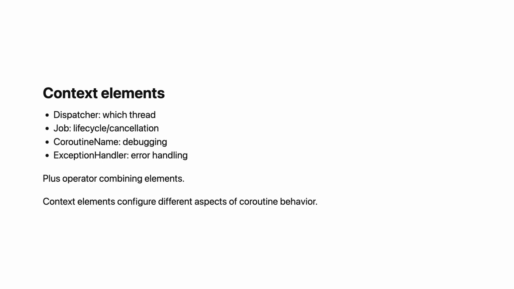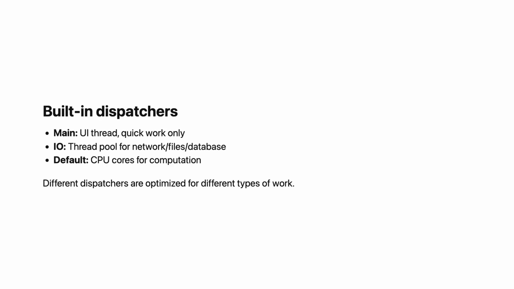A dispatcher controls where coroutines execute. Dispatchers.Main runs coroutines on the main thread. Use this for UI updates in Android. Only one thread, so work must be quick. Dispatchers.IO is optimized for I/O operations. Network calls, file reads, database queries. Uses a shared pool of threads that can grow.